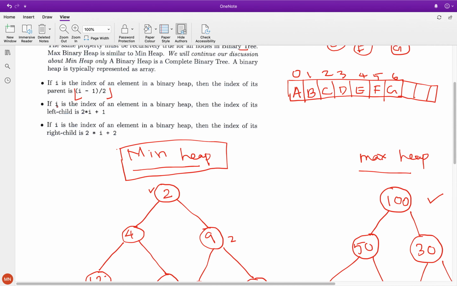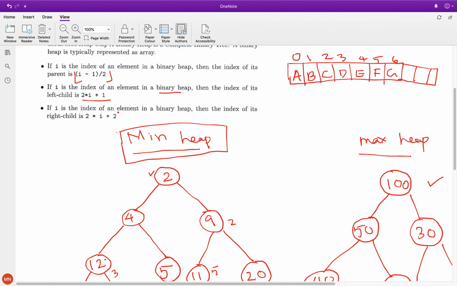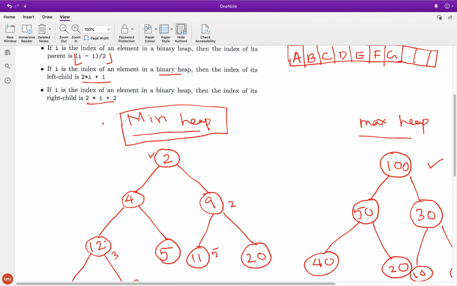Now the second property is, if i is the index of an element in a binary heap, then the index of its left child is 2i + 1. That is, if you have a number and you know the index of that number as i, and you want to find the left child or the right child, you can use these two equations. If you want to find the left child, it is 2 * i + 1. If you want to find the right child, it is 2 * i + 2.